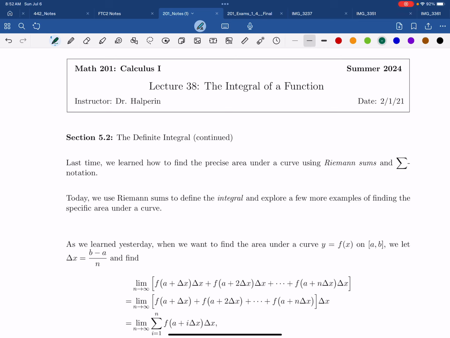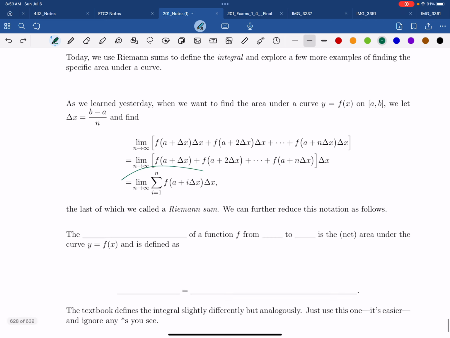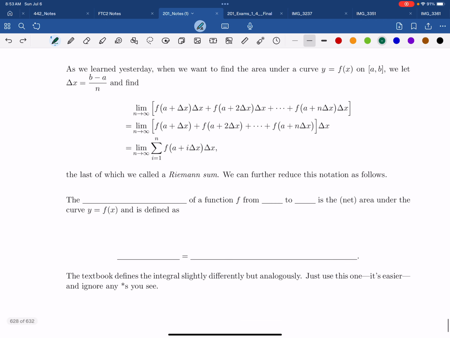Let's continue with Riemann sums. Last time we learned how to find the precise area under the curve using Riemann sums. We're going to continue doing that, but we're just going to look a bit more at the notation and the terminology. This is what we did last time, right? And we got to this notation, that's sigma notation.